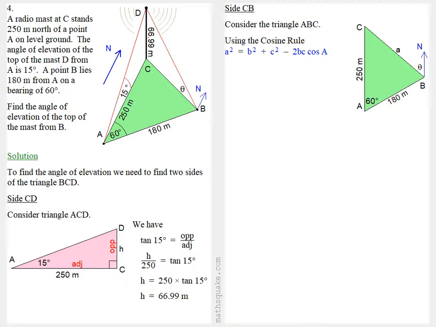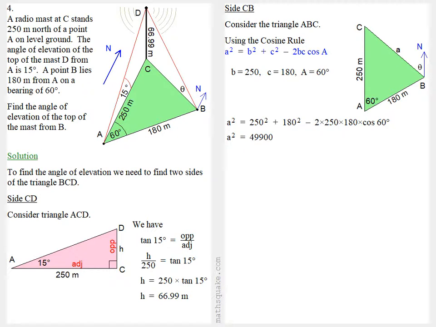Now that states a squared equals b squared plus c squared minus 2bc cos A. And we have the side b is equal to 250 metres, the side c is equal to 180 metres, and the angle A is 60 degrees. So substituting it in, we have a squared equals 250 squared plus 180 squared minus 2 times 250 times 180 times the cosine of 60.